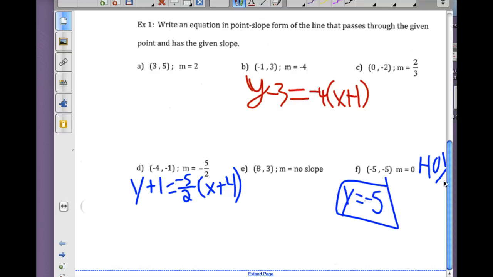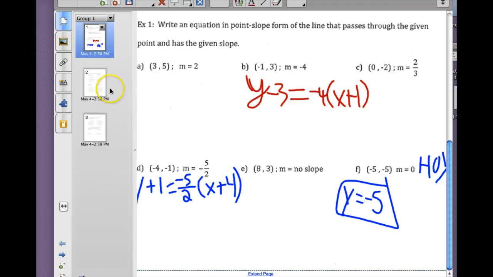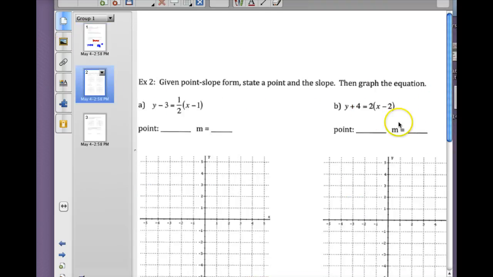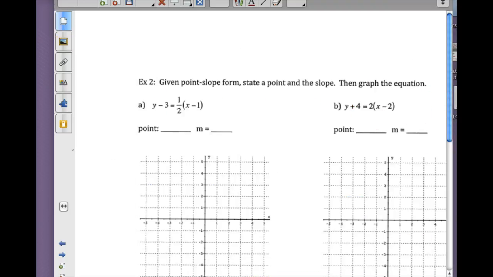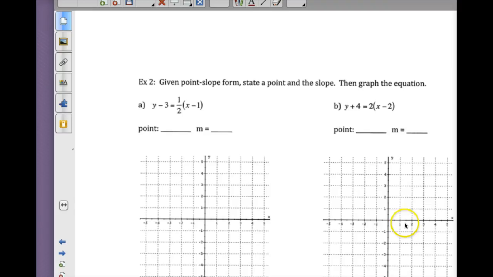How many people got Y equals -5? Okay. Look at the one before it that we did yesterday. X equals 8. We wrote down the word Vux, and it's X equals 8. All right. On the second page, we did A and B.